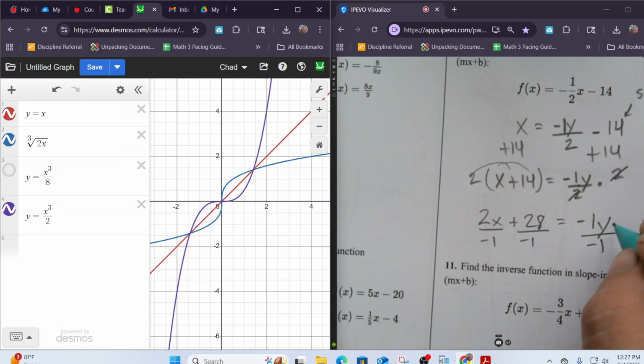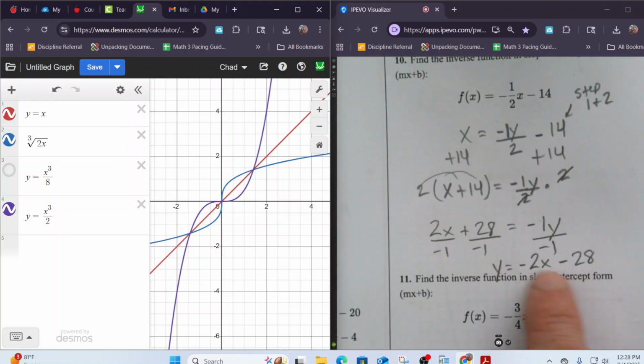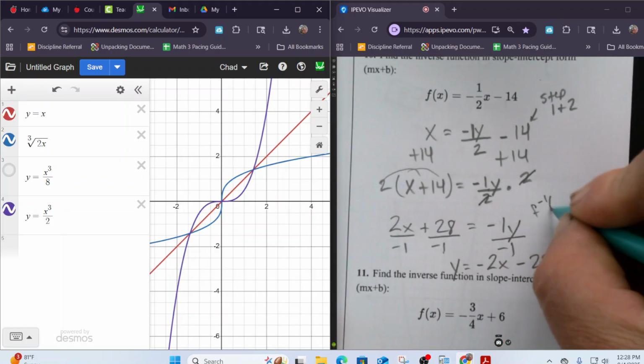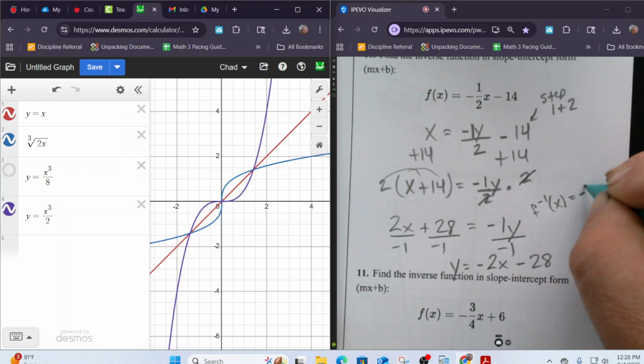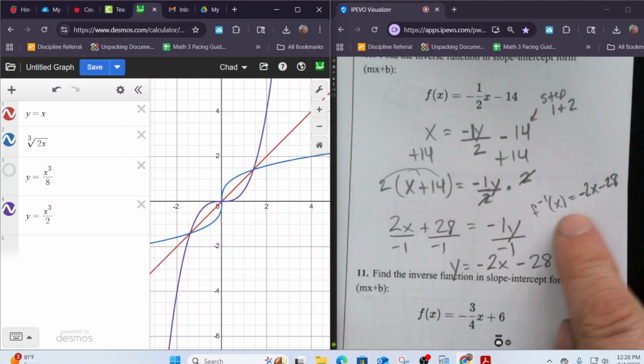So now, y is by itself. y equals. Now, of course, you'll already have that, but if I was doing it on paper, I would have to go back and put f inverse of x equals. The only thing you'll probably type in the blank is this, since this will already be here. You'll just have to type that in.